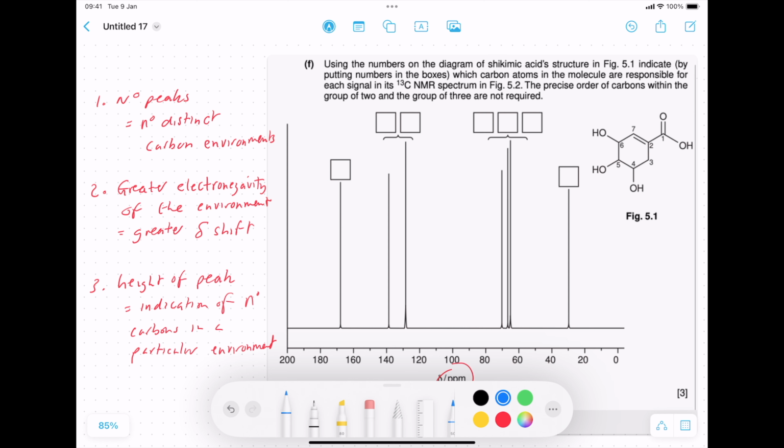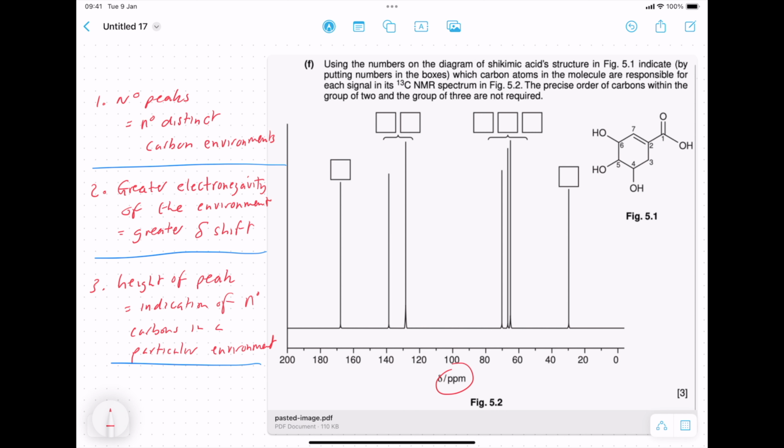These are the 3 that I'm going to be using today in identifying the carbon environments in this molecule. So it says, using the numbers on the diagram of the structure, indicate which carbon atoms in the molecule are responsible for each C13 NMR spectrum. The precise order of carbons within the group of 3 is not required. But what we're going to do is attempt to put them all in.